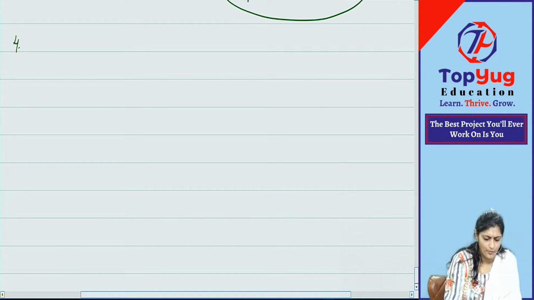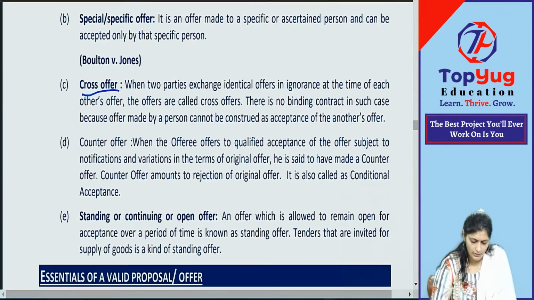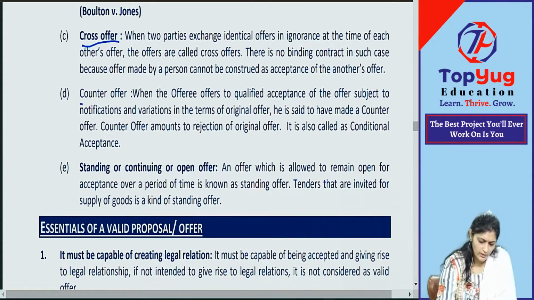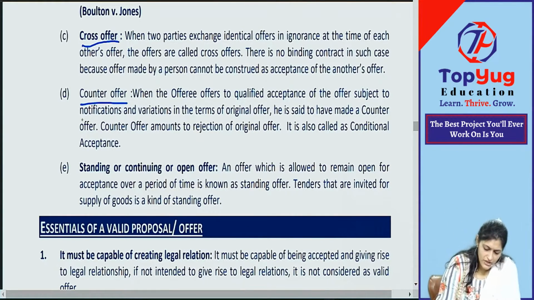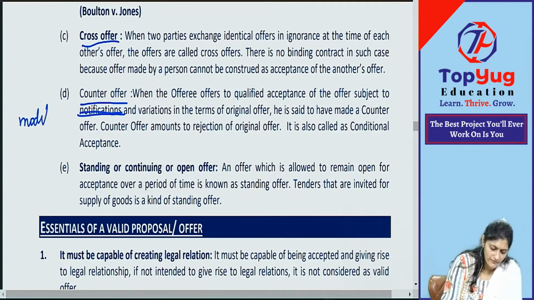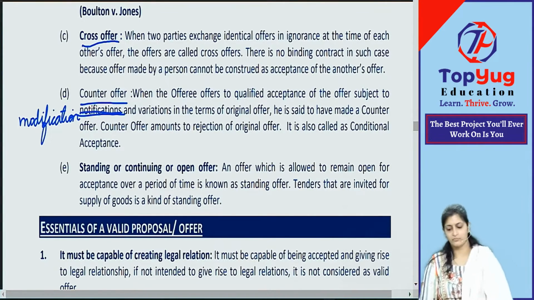Let us now proceed to the next type of offer. Your fourth type of offer is the counter offer. Counter offer is nothing but an offer with a change. This is not notification, that is modification. Modification means some changes to the original terms. You're making some changes. That is modification.